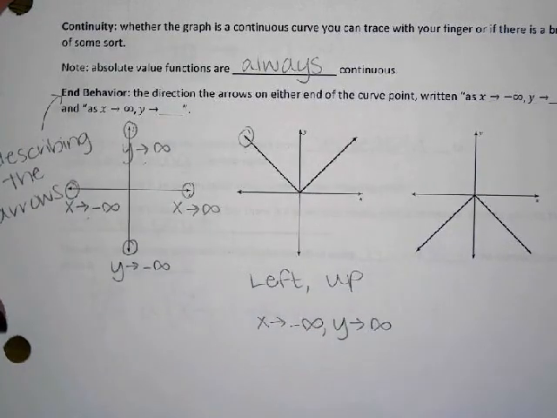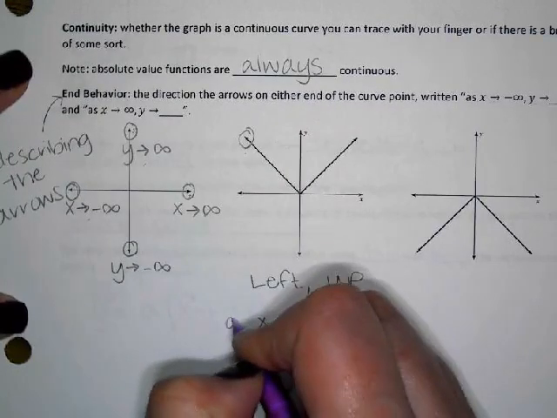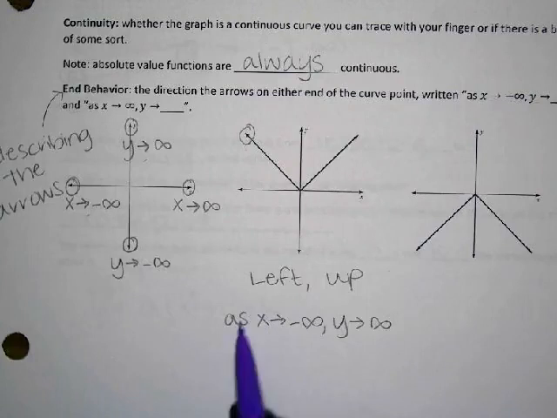And then what they do is they make it a math sentence. So they put the word as in front of it. As I look at the left arrow, I can see that it goes up. That's it.